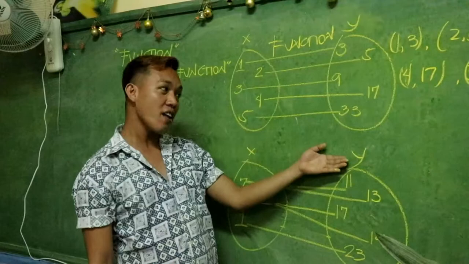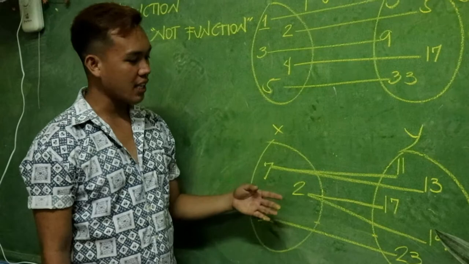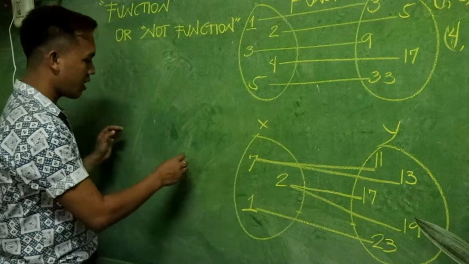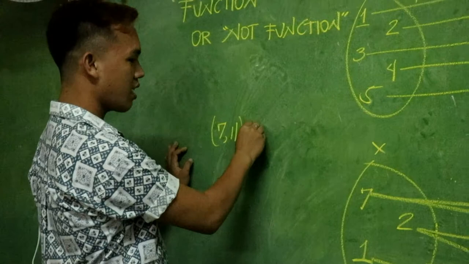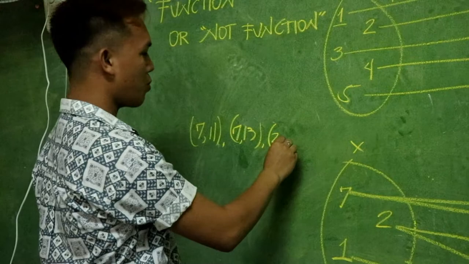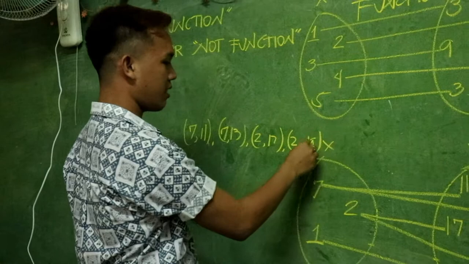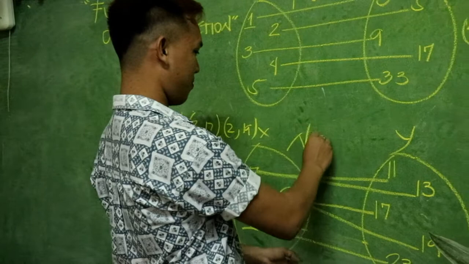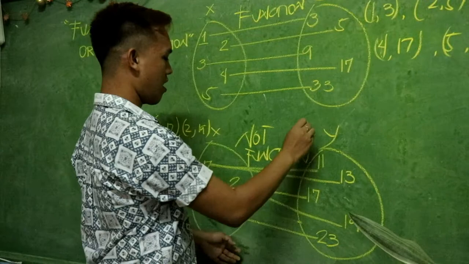And now we have here a diagram, and the values of x are 7, 2, and 1, and the values of y are 11, 13, 17, 19, and 23. So we have here a set of ordered pairs: 7 and 11, 7 and 13, 2 and 17, 2 and 19, and 1 and 23. So this diagram is considered not a function because the x takes two values of y.